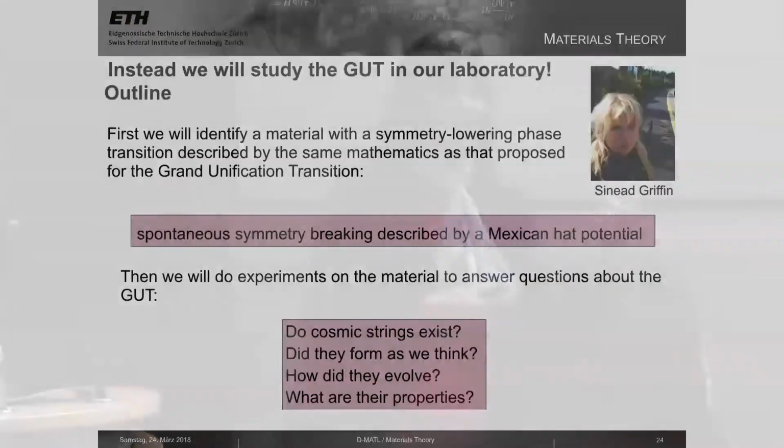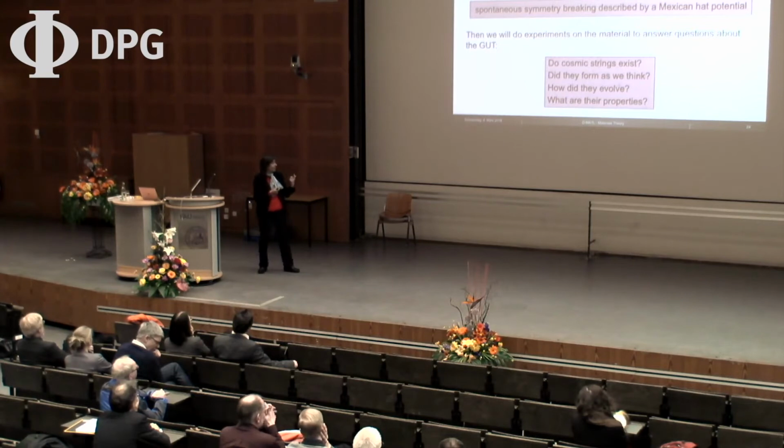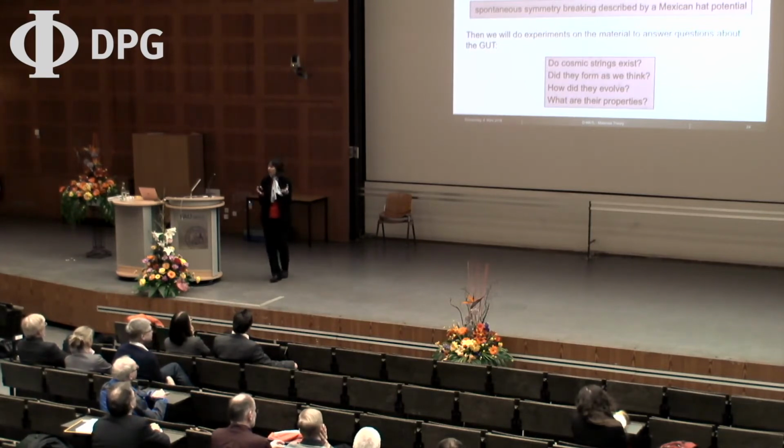Do cosmic strings exist? Do we see the formation of cosmic strings when we make the phase transition, or cosmic string analogs, I should say, when we make the phase transition in this material? Did they form as we think? Is this idea that when I cool more slowly, I get fewer cosmic strings, a correct description? In the laboratory, we can also watch how they evolve, and we can try to measure their properties.